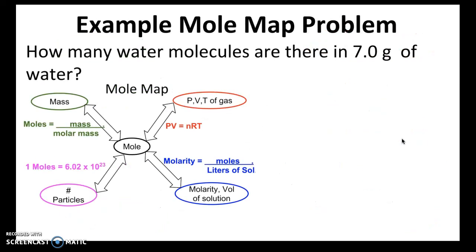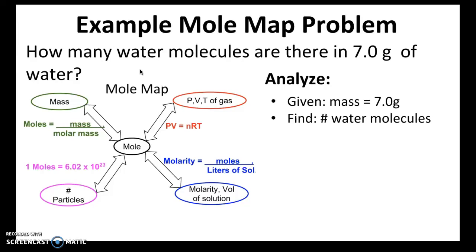Okay, so let's look at an example of a mole map problem. In this problem, it states: how many water molecules are there in 7 grams of water? All right, so we're going to use this Analyze, Plan, Solve, or APS system. Let's begin with analyzing. First, we need to identify our givens and what we're trying to find. So we're given the mass of water equal to 7 grams, and we're trying to find the number of water molecules.